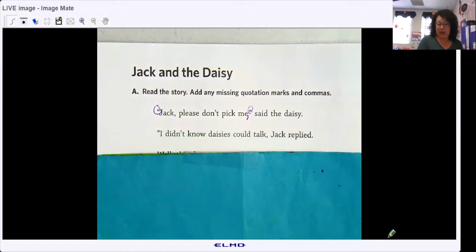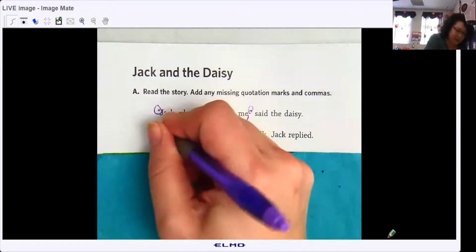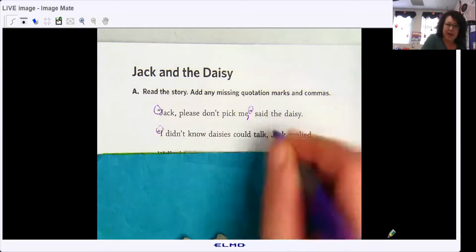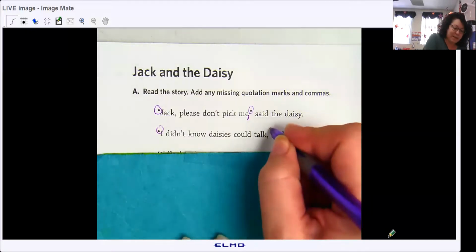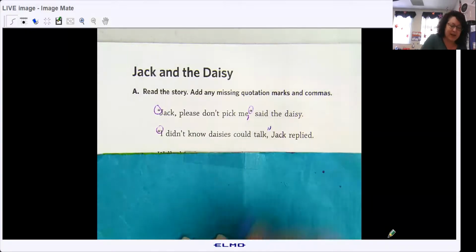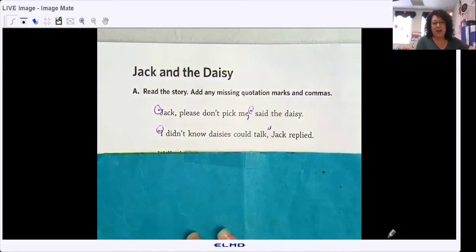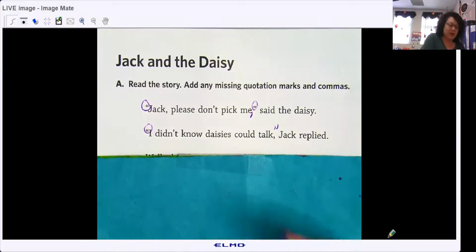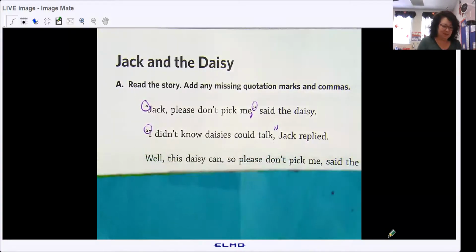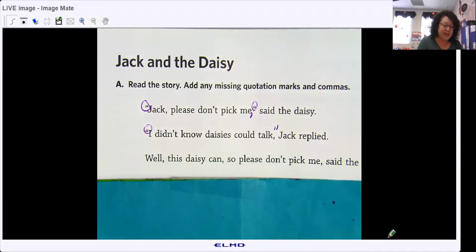"I didn't know daisies could talk," Jack replied. All right, we started. There's my comma after the words, but there's no quotation marks right there. Remember, start and end with punctuation. "Well, this daisy can, so please don't pick me," said the daisy.